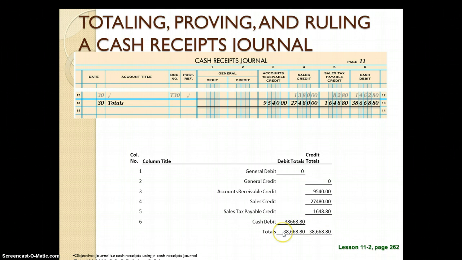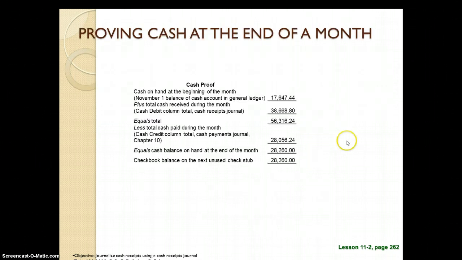We said, oh great, they do match. So we just proved our cash receipts journal that it's correct. We've been making our entries correctly. And then we're going to do our double line, our double ruling to show that we verified it and we said, yes, this is correct.